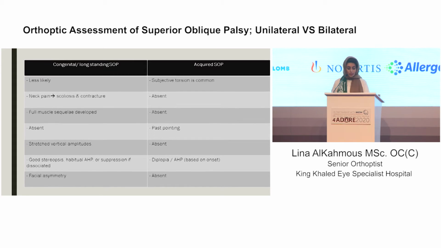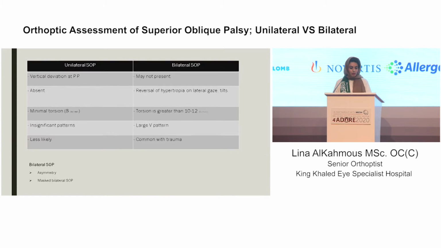And stereopsis with the AHP, if present, or they might develop suppression. In acquired cases, you would usually find diplopia. AHP may or may not be present, depending on the onset of the damage. And past pointing, where the patient loses depth perception, so they wouldn't be able to detect the place of the object due to losing their stereopsis, whereas the congenital cases would use their monocular clues for this.